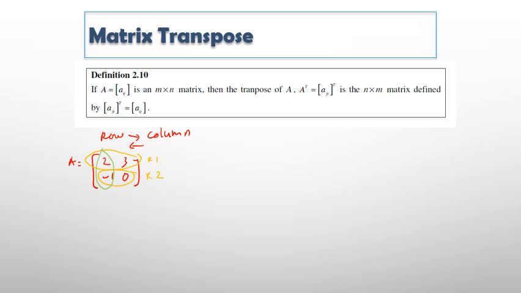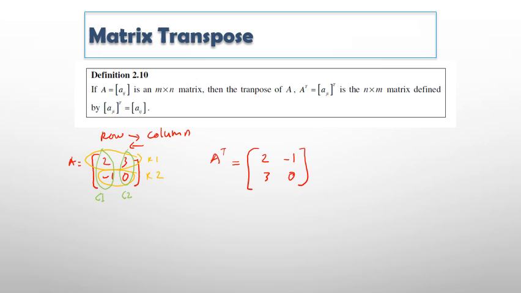This is column 1. This is column 2. So now A transpose, the symbol is like this: A superscript T. So row 1 will become C1. So 2, 3, and then -1, 0.